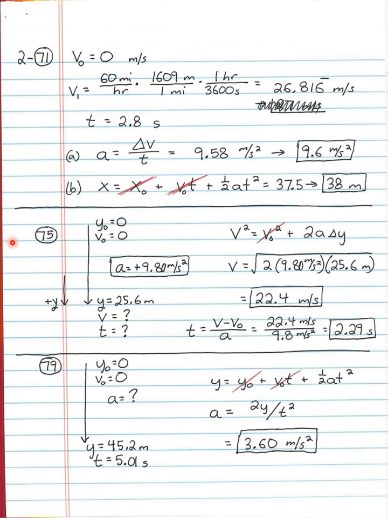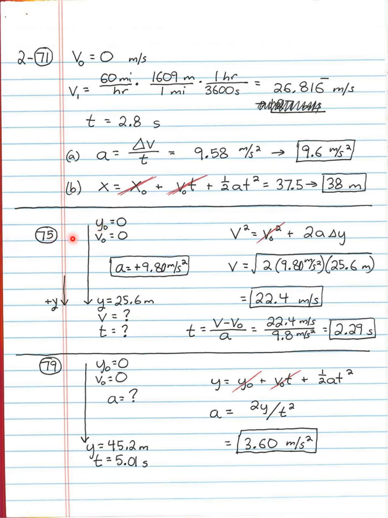Number 75 is one of vertical motion. The Jurassic Park ride at Universal Studios theme park drops 25.6 meters straight down, essentially from rest. Find the time for the drop and the velocity at the bottom. So it is dropping. It is acceleration due to gravity that's pulling it down. So you see the picture that I've drawn at the top.